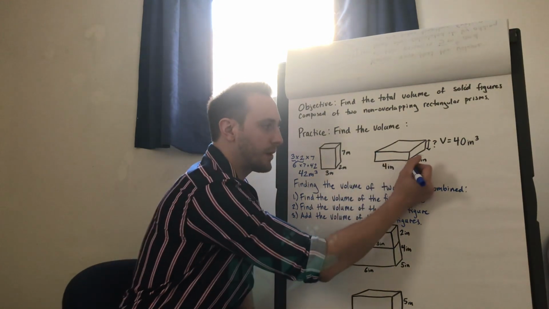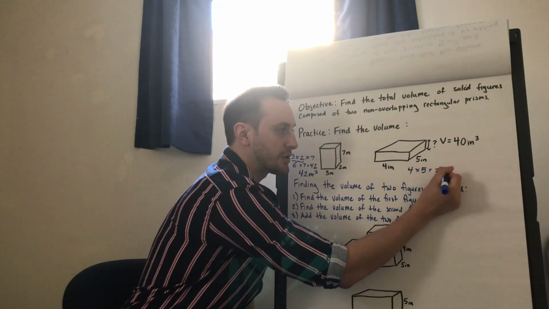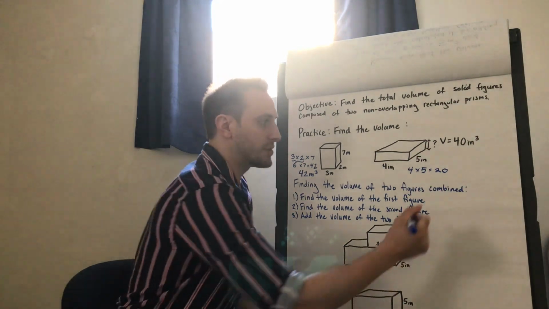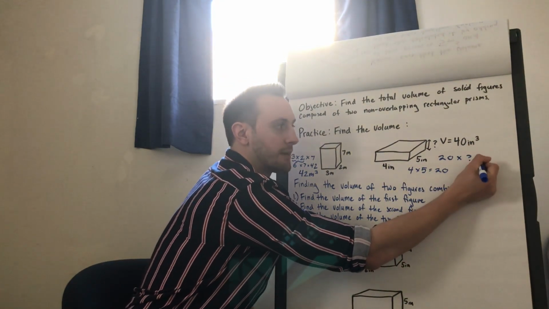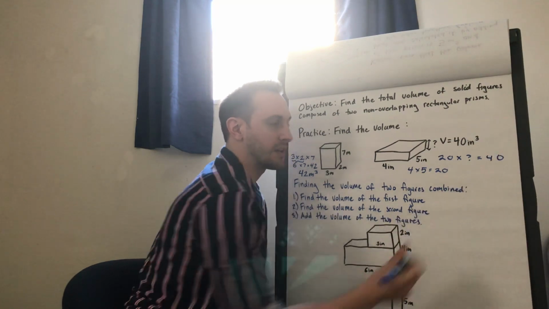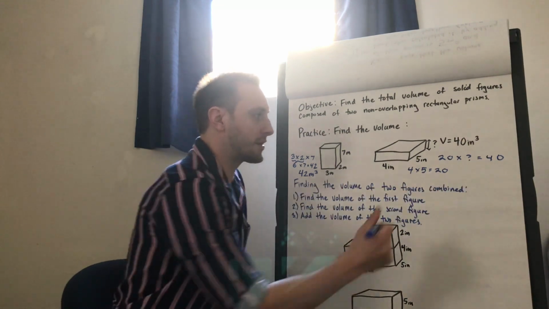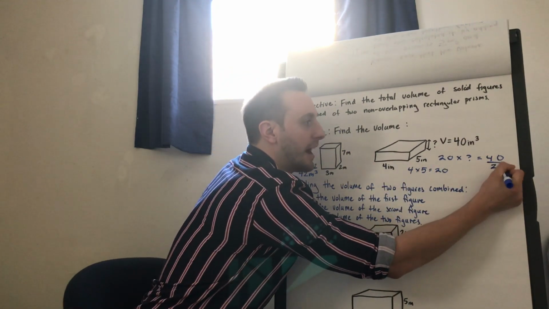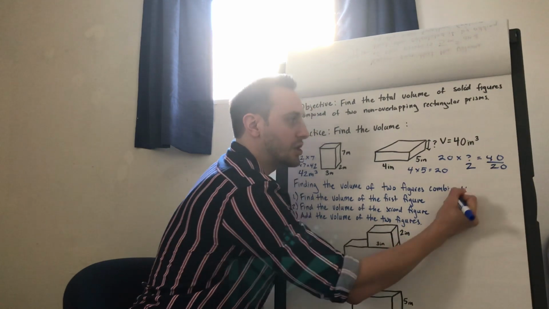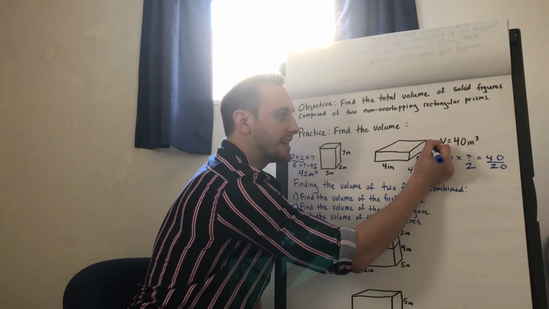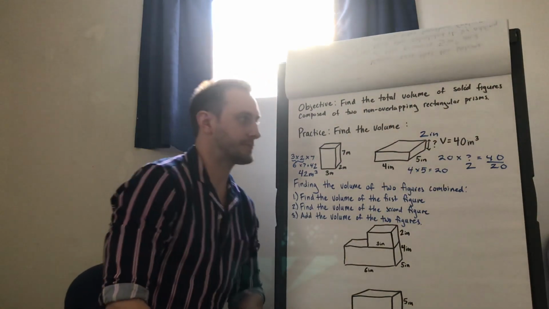So let's go ahead and do this. We know the length and the width, so we know that 4 times 5 equals 20. Okay, so then we really have 20 times mystery number equals 40. So what number, when you multiply it, gives you 40? Well, in order to figure that out, you divide. And 20 goes into 40 2 times. So the missing side is 2 inches.